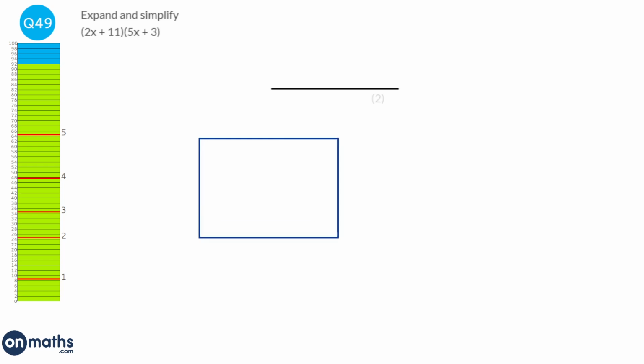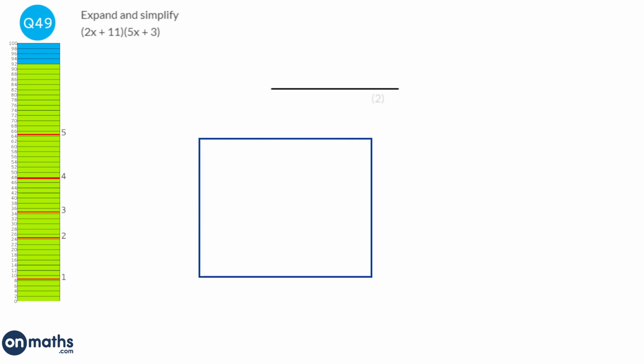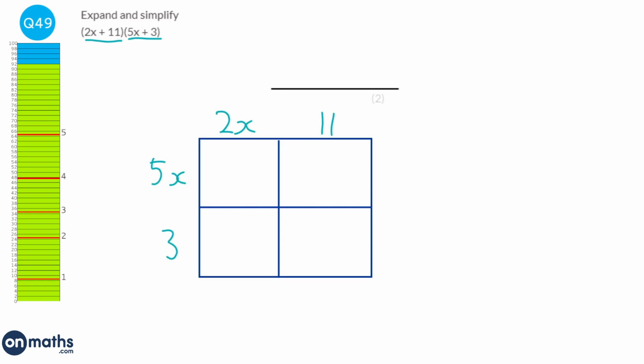So we're going to start by doing a multiplication grid, and we're going to start by putting 2x plus 11 at the top and 5x plus 3 down the side. And we're going to multiply them out, so 5 times 2 is 10, so it would be 10x squared. 5x times 11, so 5 times 11 is 55, so that would be 55x, and it's positive. And 3 times 2 is 6, so that would be 6x, and that's positive. And 3 times 11 is 33, and that would be positive.